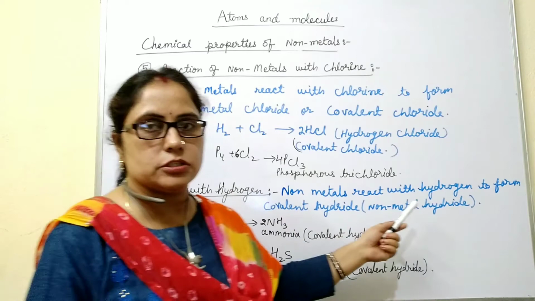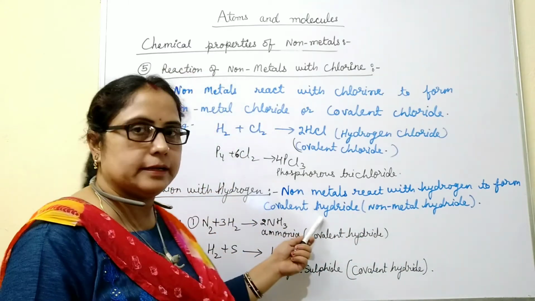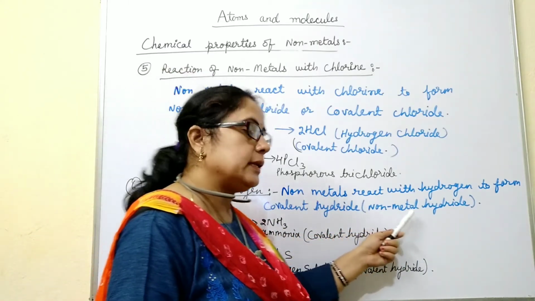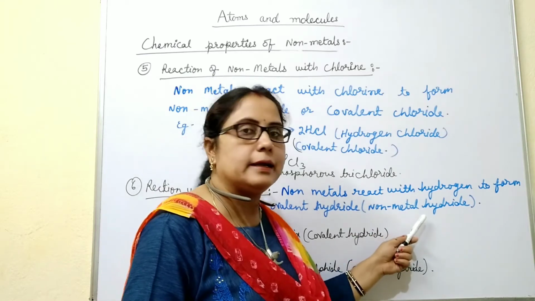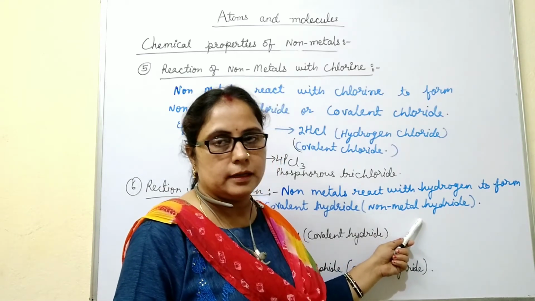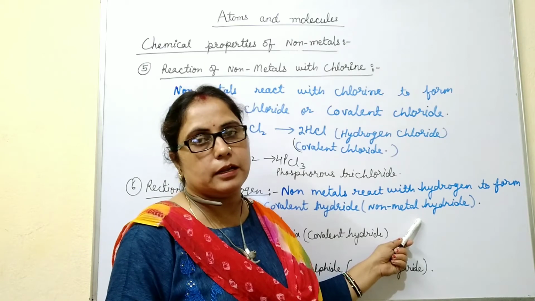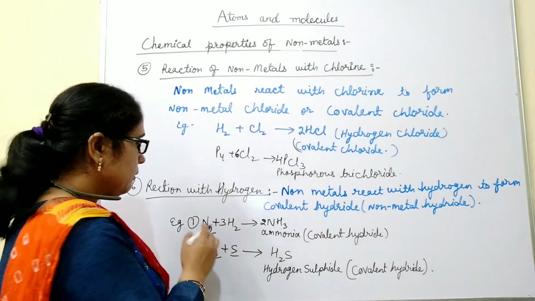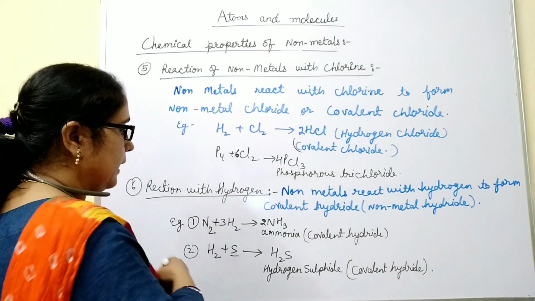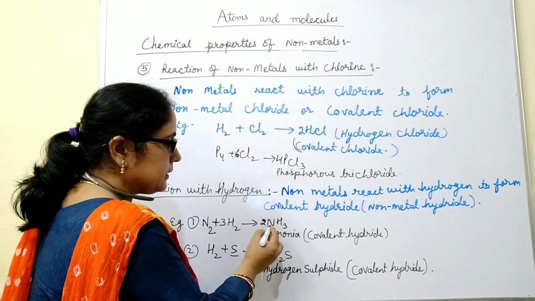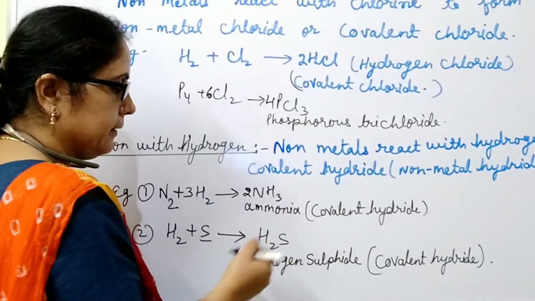Nonmetals react with hydrogen to form covalent hydride, which means they form nonmetal hydride, and this nonmetal hydride is a covalent hydride. They are formed by the sharing of electrons. For example, nitrogen reacts with hydrogen to form ammonia, and this ammonia is a covalent hydride.